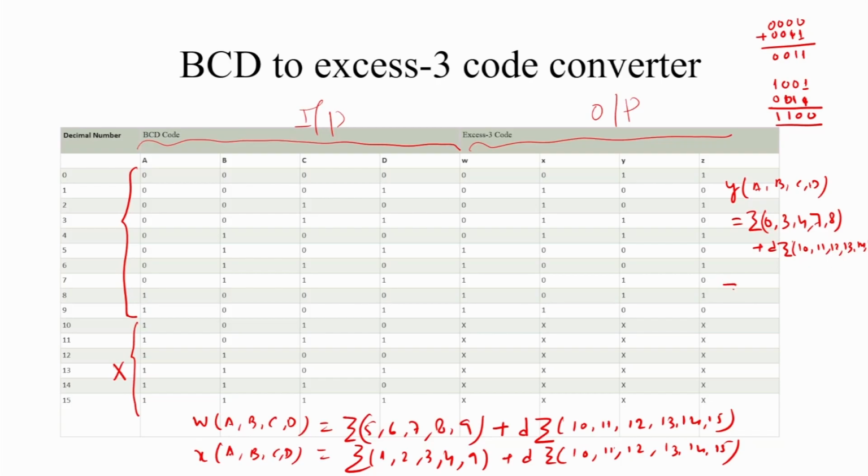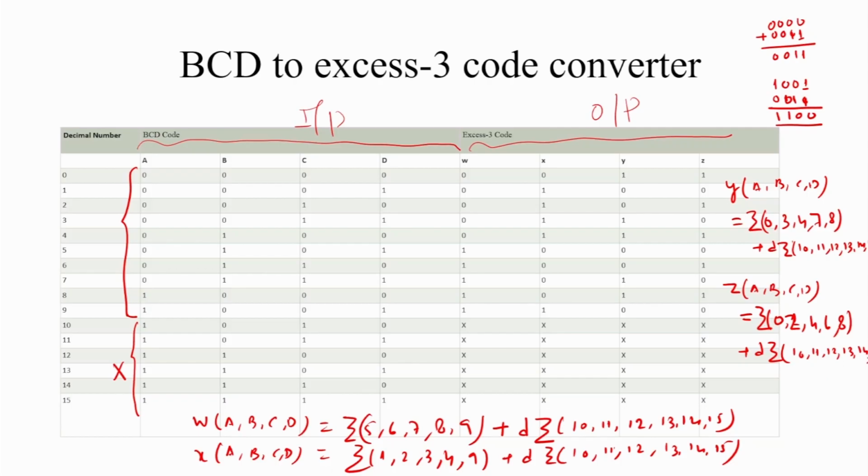Similarly, the output Z in terms of A, B, C, D we derive directly from the truth table. The minterms are 0, 2, 4, 6 and 8, and the rest of the combinations are don't care conditions, the don't care minterms being 10, 11, 12, 13, 14 and 15.